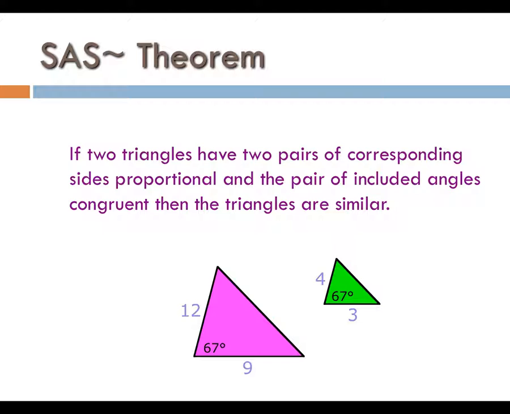With side, side, side, we set up one proportionality statement to show that the sides are similar. This one, you've got to do two separate things. We got the pair of angles congruent, 67, 67. Then you have to set up a proportionality statement. 12 is to 4 as 9 is to 3, or 4 is to 12 as 3 is to 9.